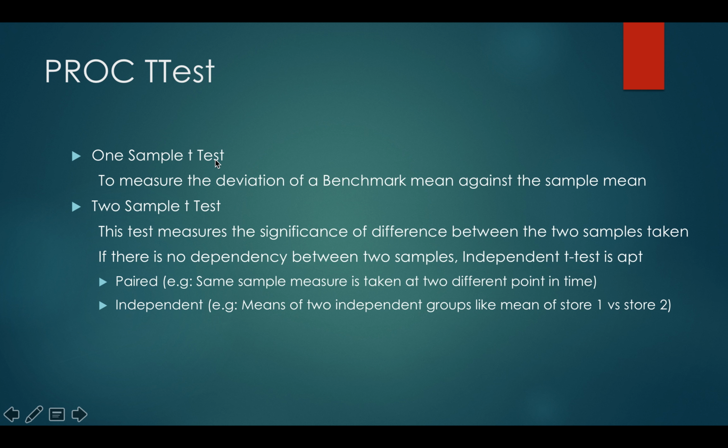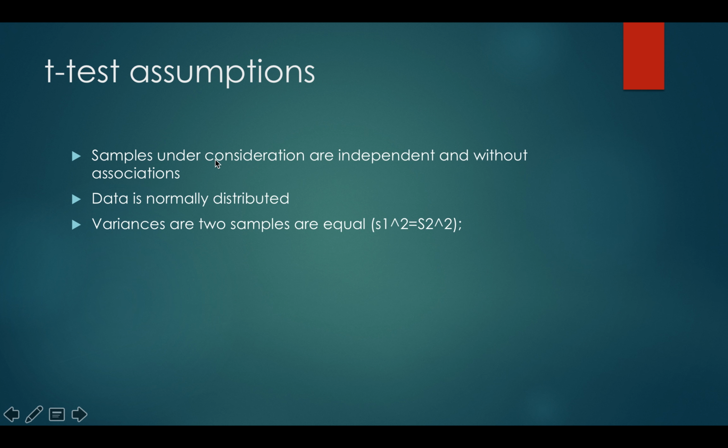So these are the different kinds of t-tests we have, and the assumptions for this particular t-test. The assumptions are, as I have mentioned, whether we are going with a one sample t-test or an independent sample t-test, the samples we are considering are random samples taken purely without any bias, and they are independent and without any association. Association is nothing but a factor on which the outcome depends. So we don't have any associations here.